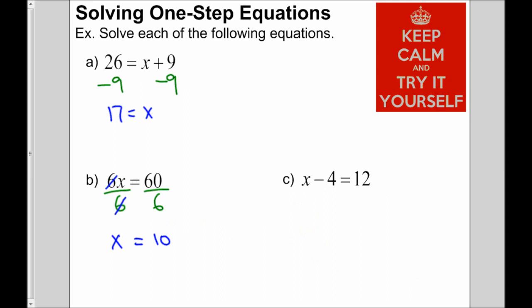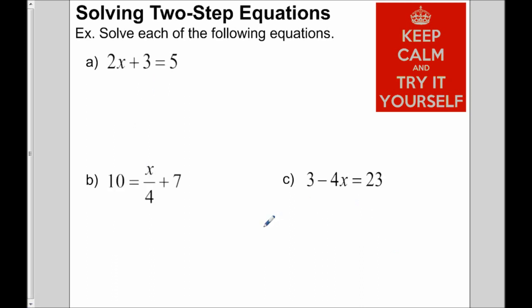Here, x is being subtracted by 4, so we add 4. We got to do it to both sides. So x is equal to 16. All right, let's hope you got that right. Let's look at some harder questions. So again, focus on the adding or subtracting first, and then the multiplying or dividing second here. Okay, so again, pause the video, give it your best shot, and when you're ready to take it up, press play.